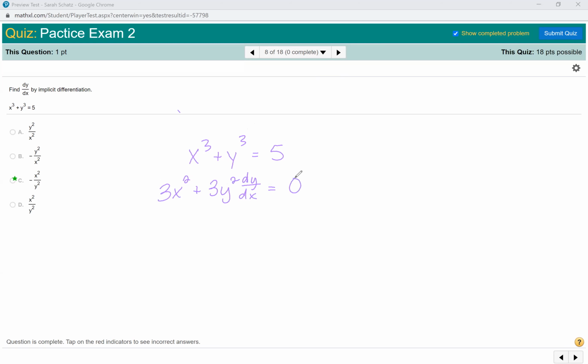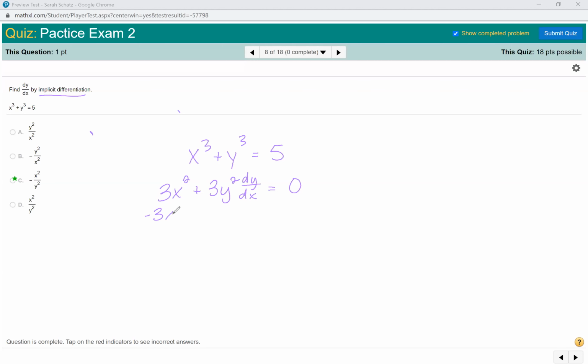You guys, don't let these confuse you with the related rates. Just remember, related rate, the word rate means everything gets a dt. And then implicit, you guys, that's just y getting something extra. So here we are, you guys. We're just trying to solve for dy dx.